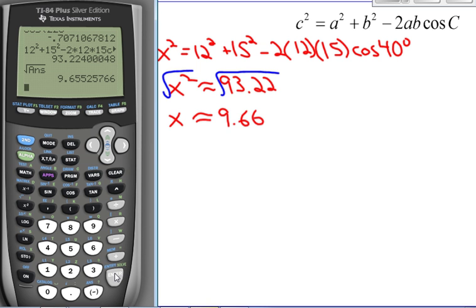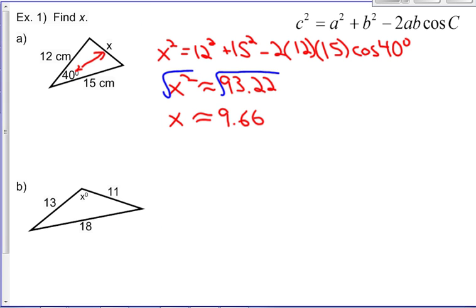Let's see, were there units? Yes, there were. They were centimeters. And even though the diagram's not drawn perfectly to scale, it does look like we should have a smaller side there. So things are probably good.